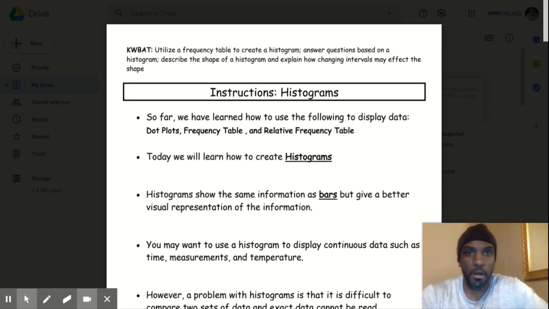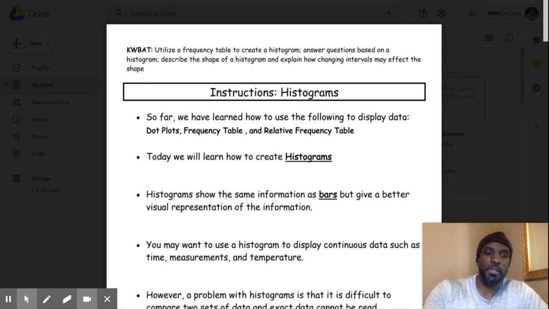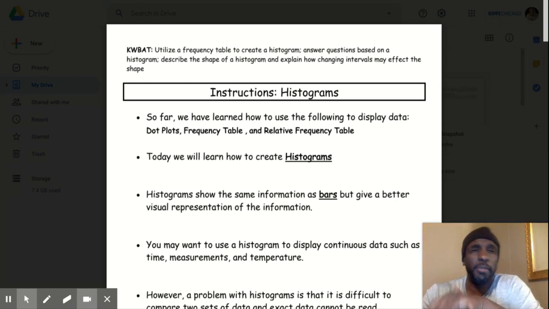Today we're going to talk a little bit about relative frequency tables. I know you talked about frequency tables Tuesday, but I'm going to do a little bit of an extension of that and go further into relative frequency tables, and then we're going right into creating histograms and interpreting histograms. All right.